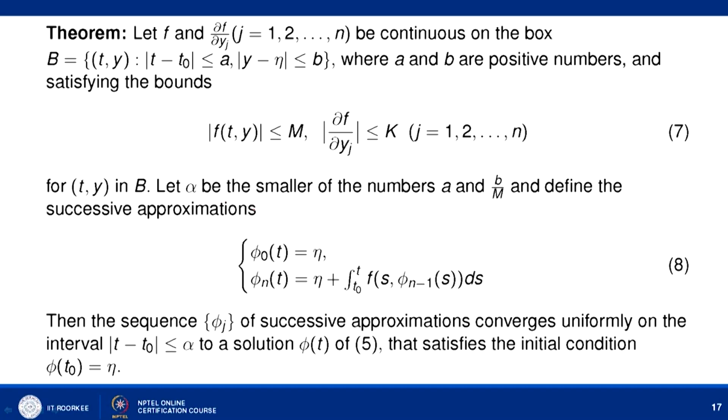And here let us take alpha to be the smaller of the numbers a and b by m, and define the successive approximation as we define in theorem 1: phi naught t as eta and phi n t as eta plus integral from t naught to t of f(s, phi n minus 1 s) ds. Then this sequence phi j of successive approximation converges uniformly on the interval modulus of t minus t naught less than or equal to alpha to a solution phi of 5 that satisfies the initial condition phi t naught equal to eta, and the solution is given as we have done in case of theorem 1. The only thing is that here modulus is replaced by norm. So, here we have not given emphasis on this, this represents norm in vector case. So, it means that theorem 1 you can exactly write it here. The only understanding we have to assume is that this is not a modulus sign, this is a norm in n dimension.